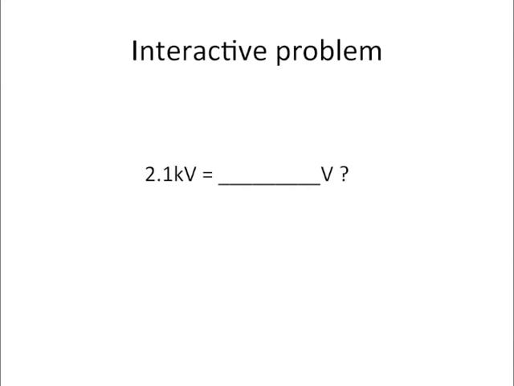So I have an interactive problem here. What does 2.1 kilovolts equal in volts? Now remember, each kilovolt is 1,000 volts, so we could just multiply 2.1 kilovolts times 1,000, or you could just move the decimal place over 3 places, and you would get 2,100 volts.